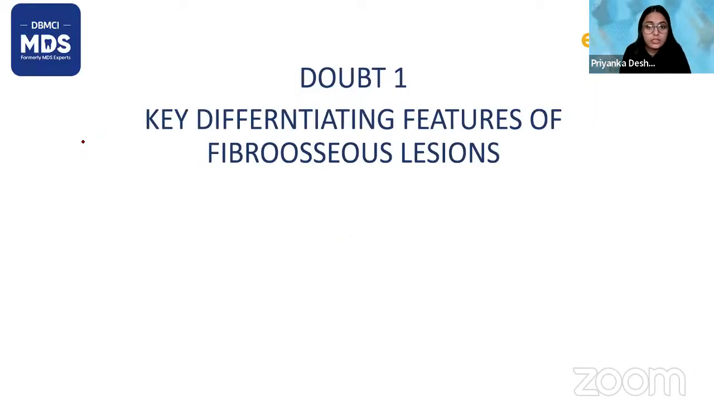Somebody has asked the key differentiating features of fibroosseous lesions. All right, so what are the main fibroosseous lesions that are asked in exams? I will just write it down, and then how will you differentiate with the other entity that we are going to discuss?